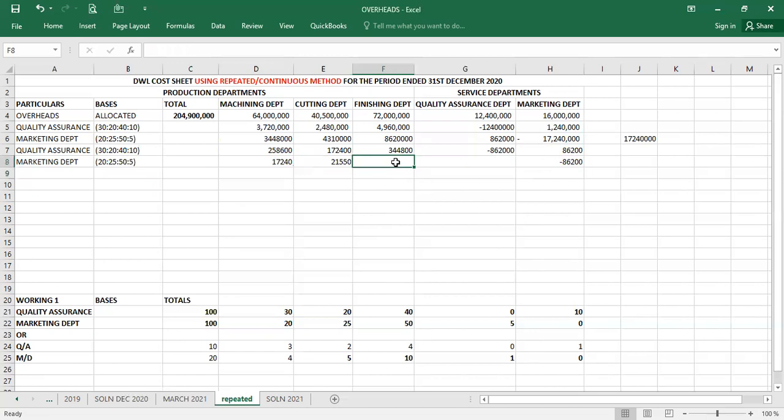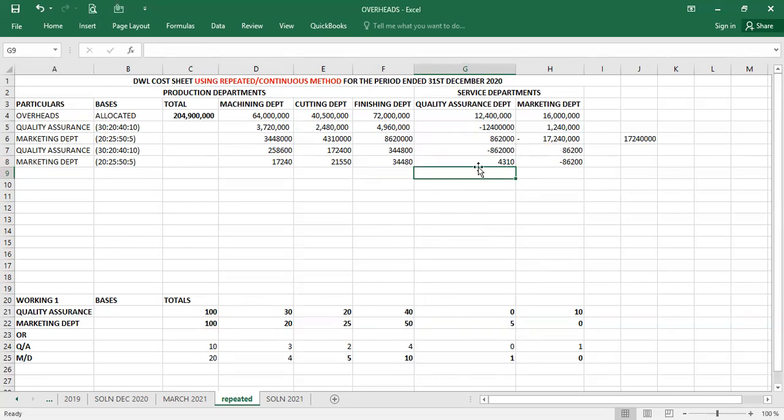Then this one will be equal to this, 40%, divide by 100, multiply it by this. Then for this one, it will be equal to this 5, divide by 100, we multiply it with this. That will be giving us that.